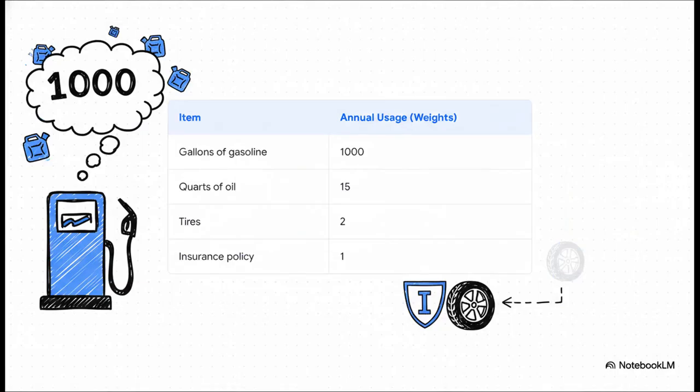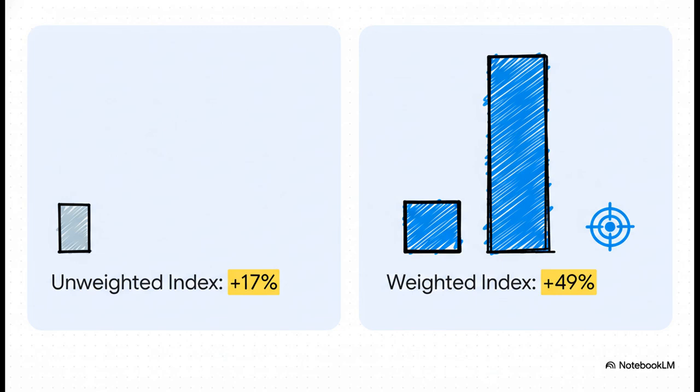And this right here is where our whole perspective changes. Think about it. A typical driver might use 1,000 gallons of gas a year, but they only buy one insurance policy and maybe 2 tires. These usage numbers are going to be our weights. And the result is, well, it's dramatic. The moment we apply those weights, the story completely flips. The weighted index shows the cost of driving actually shot up by 49%. That's nearly 3 times what our simple first guess told us. This is a much more accurate picture of reality.